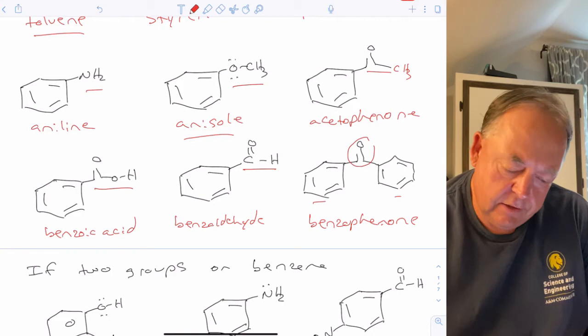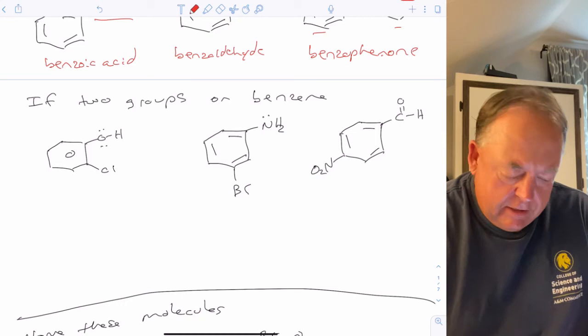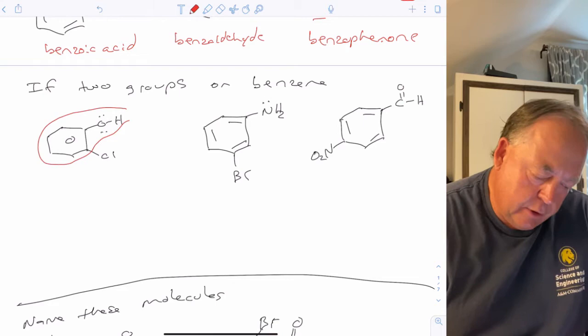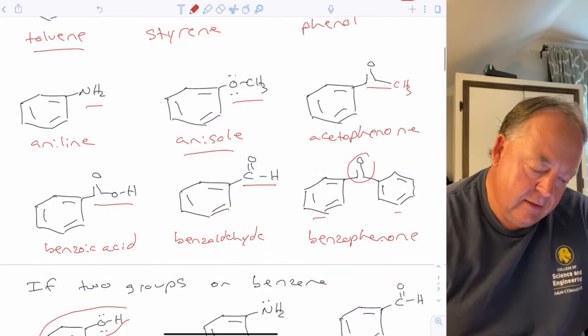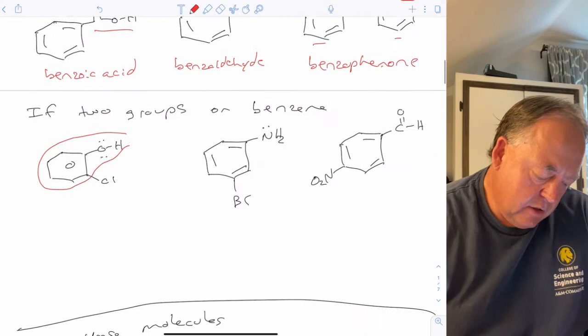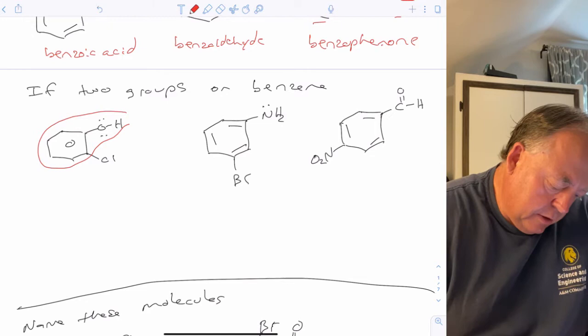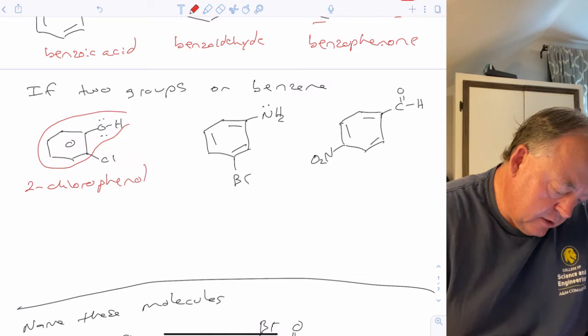Okay, so what if you have two things on benzene? Then how do you name these? First of all, again, you have to memorize these, 1, 2, 3, 4, 5, 6, 7, 8, 9 of these will be the parent that you have to have memorized. In this case, phenol is the parent. So this would be called 2-chlorophenol. Since the OH is part of the parent, that carbon is number one, so this would be carbon number two.